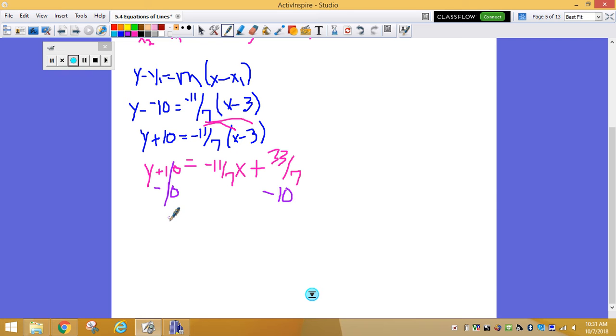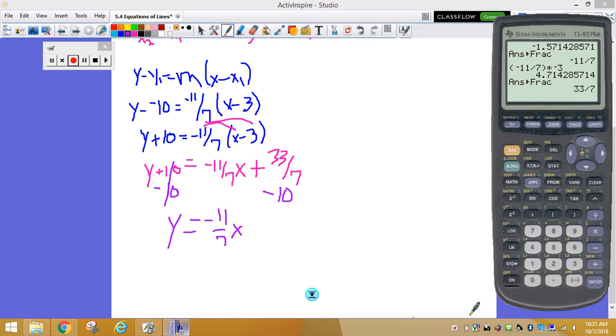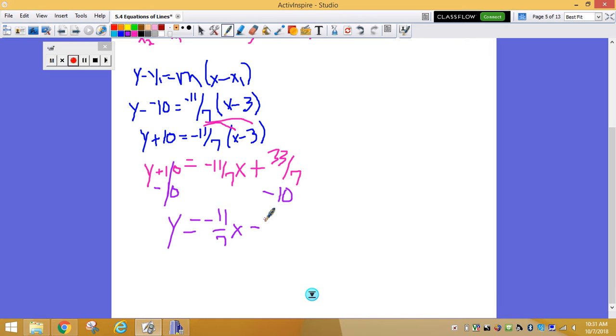These cancel. So y equals negative 11 over 7x. This, I don't know, I'm going to do 33 over 7. Again, it's a fraction, I like putting fractions in parentheses. 33 over 7 minus 10. Long decimal, let's change it to a fraction. And it's negative 37 over 7. So that is your slope-intercept form.